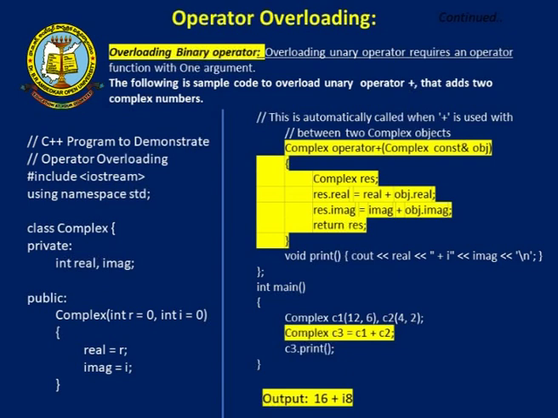So finally we will have the result of this addition of the two complex numbers in C3, and we are printing those complex number values, that means the real portion and the imaginary part, by calling which method? The print method. The print method will print the real portion of that particular object, as well as the imaginary data member of that object. The C3.print will give you this output, 16 plus i8, because 12 plus 4 is 16 and 6 plus 2 is 8. So this is how we overload a binary operator.